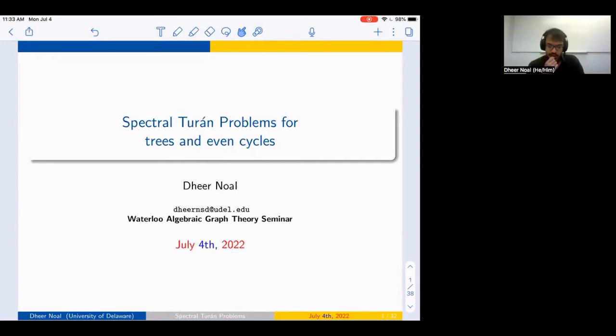So today I'll be speaking about spectral Turán problems, and specifically towards the end we'll be looking at some of the methods we've developed applied on some bipartite graphs, for example, even cycles and trees. Right? But before we get into spectral Turán problems, I'll describe what the Turán problems are.